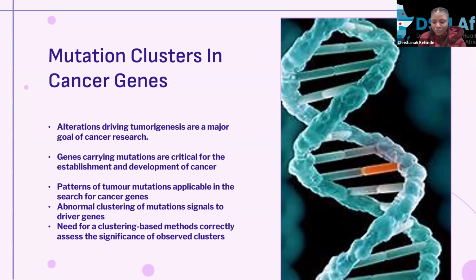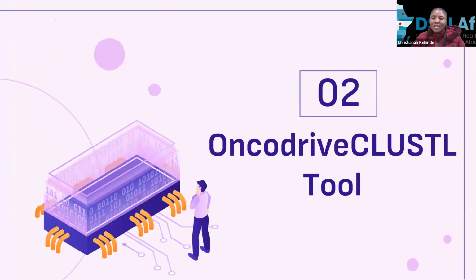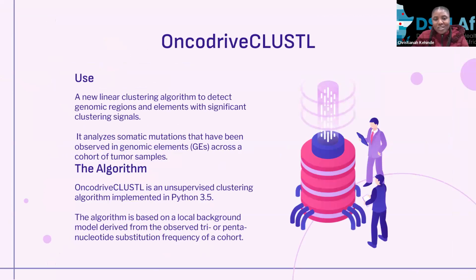It's actually a tool that helps to identify the clustered mutation, because if something is scattered, it might be difficult to actually pick out significant driver genes. So there is a need for a tool that would be able to identify the cluster mutation and also bring out the significant driver genes in it. Okay, so OncodriveCLUSTL comes to bring a solution to that, and we'll dive straight into it.